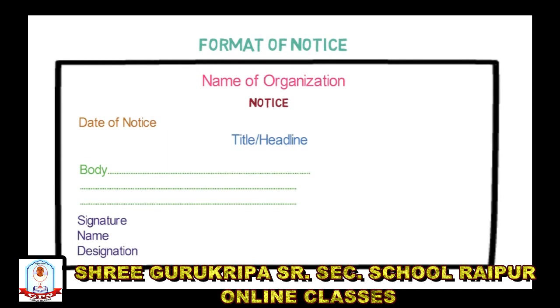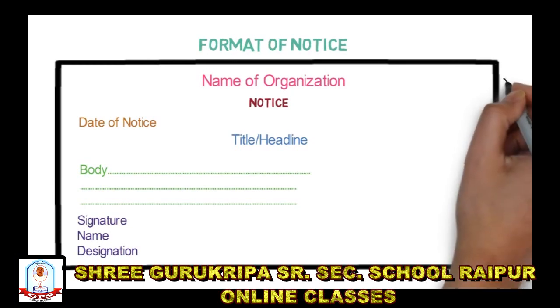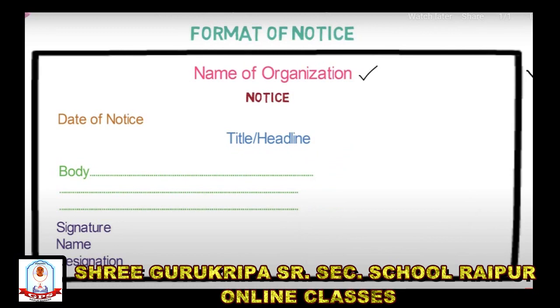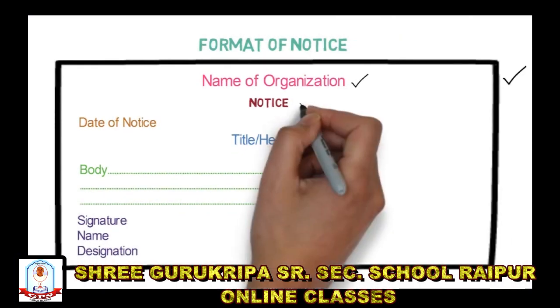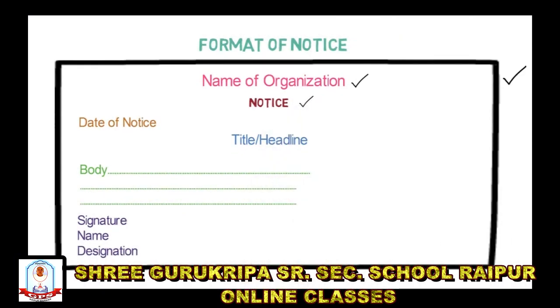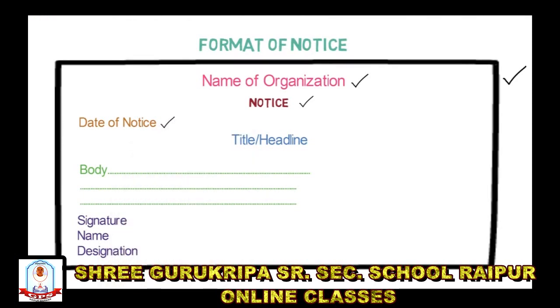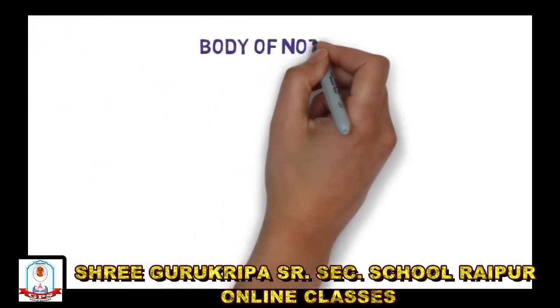Again I will repeat the entire format quickly. Firstly, draw a rectangular box. In that box, in the top middle portion, the name of the organization which is issuing this notice needs to be written. Then on the left hand side, write the date on which the notice is issued. Below it, write the title of the notice. Then below it, the body of the notice comes, and after the body is completed, the signature, name and designation of the issuing authority come.